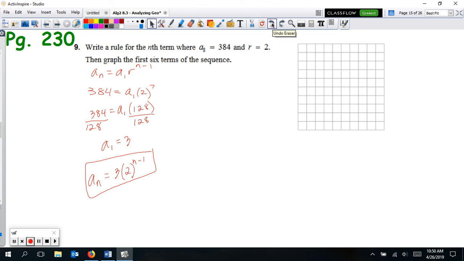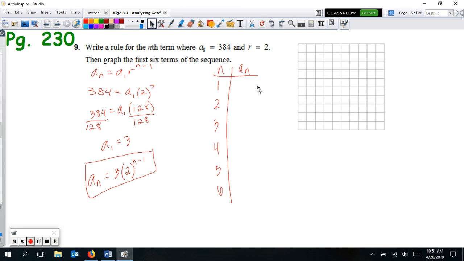So let's go ahead and make a table of values. So a little t-chart, kind of like x and y, but we're going to say n and a of n. And this is our sequence notation. N is like the x, a of n is like the y. What numbers do we need to plug in for n? Well, it says the first 6 terms, so that's 1 through 6. So we're just going to plug in 1 through 6 for n.